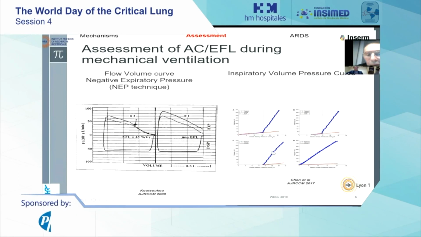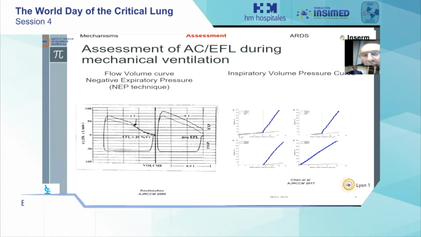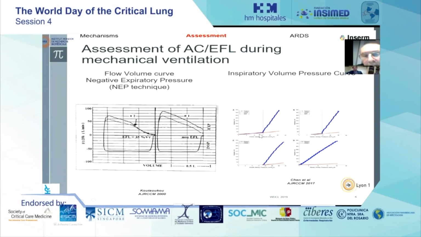Another technique which came out recently is a relook at the inspiratory PV curve of the respiratory system when the respiratory system is inflated at very low flow from the ventilator. Here you have the volume, and here you have the pressure on the x-axis, and the red line here corresponds to the compliance of the ventilator tubing.